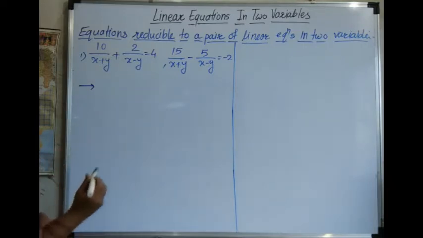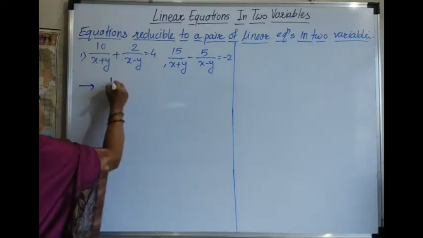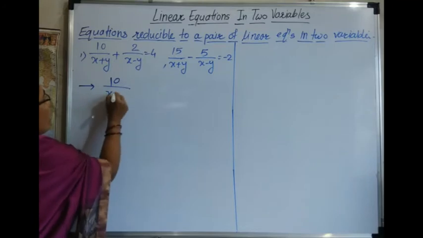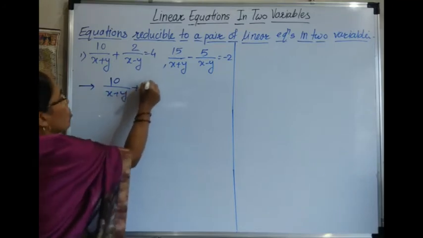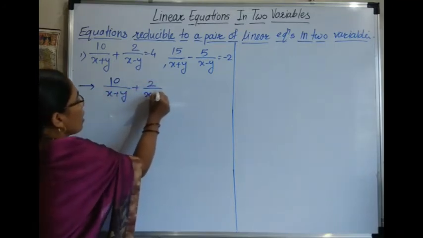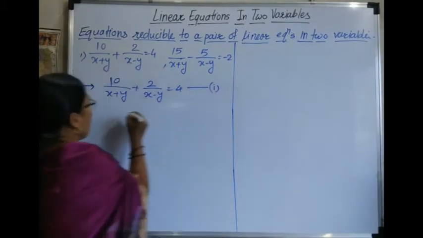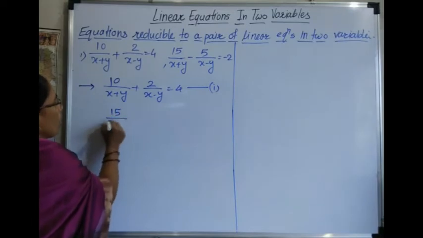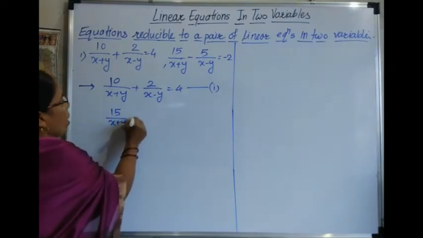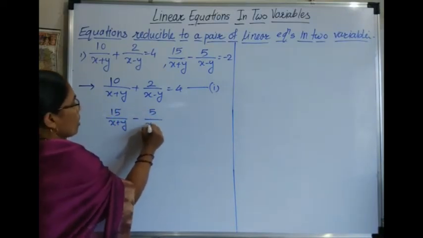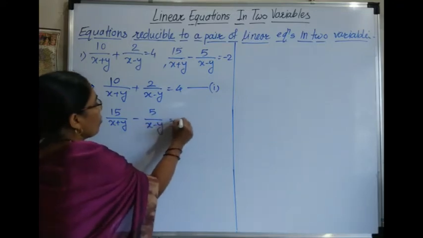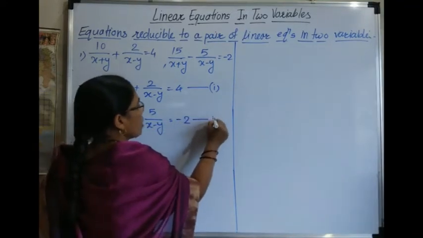Now first we have to consider that here 10 upon x plus y plus 2 upon x minus y is equal to 4. This is equation number 1, and 15 upon x plus y minus 5 upon x minus y is equal to minus 2. These two equations are given.